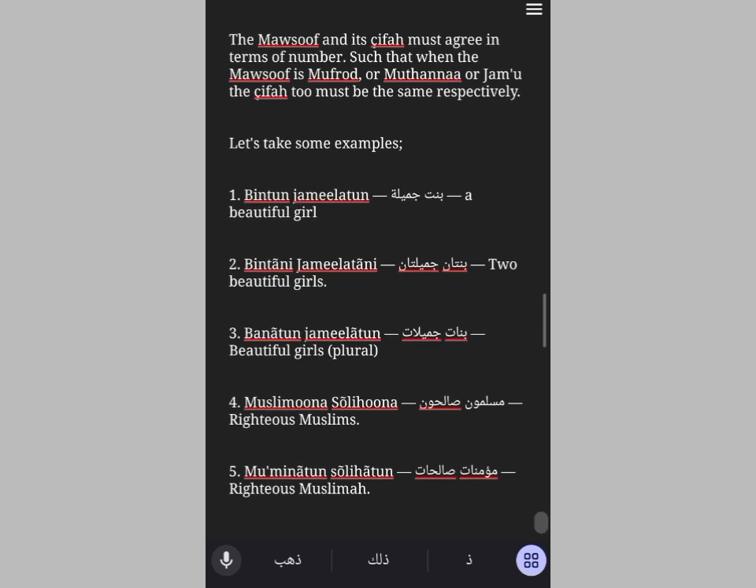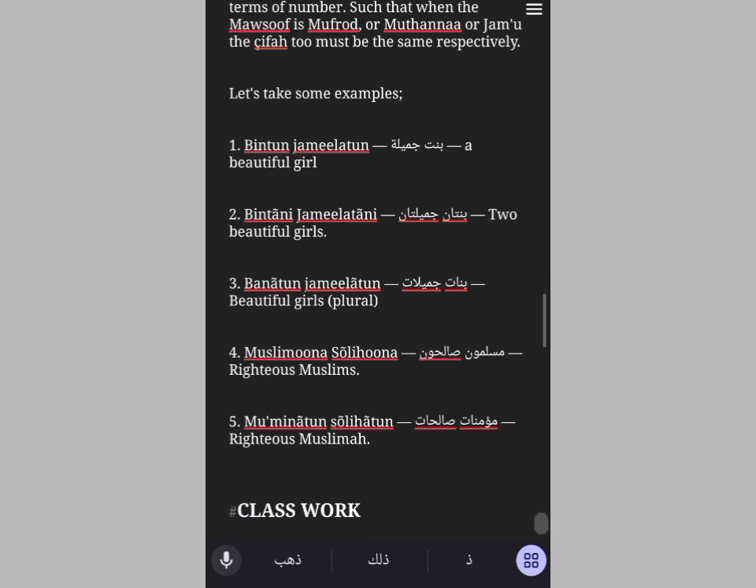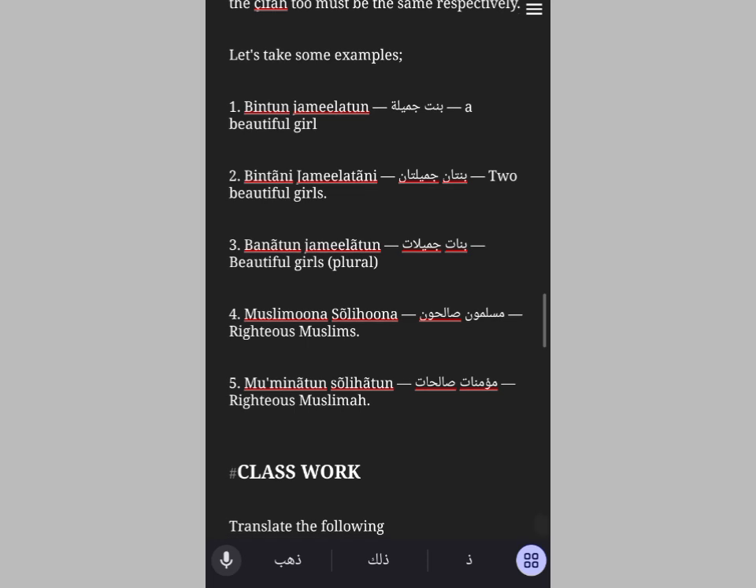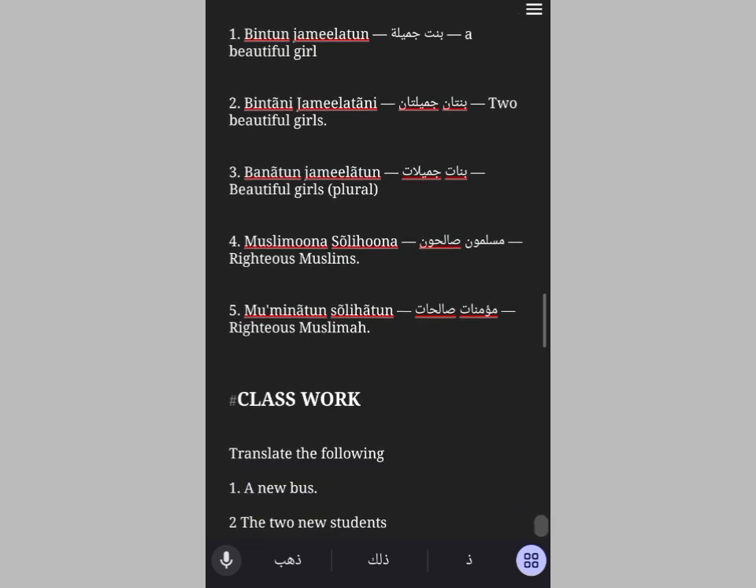Three and above. So Muslimuna salihun, righteous Muslims. Okay, Muslimun salihun. That's masculine. It is a plural. Mu'minatun salihat. A beautiful, righteous Muslim.